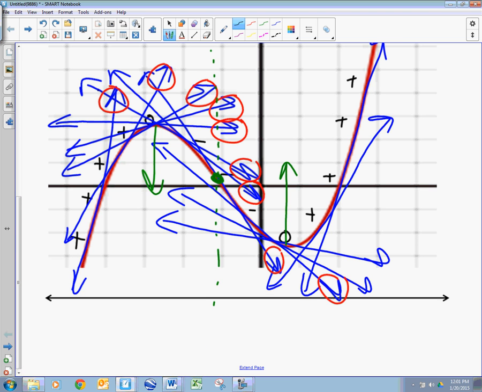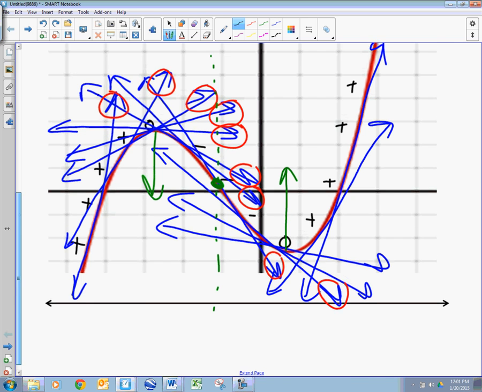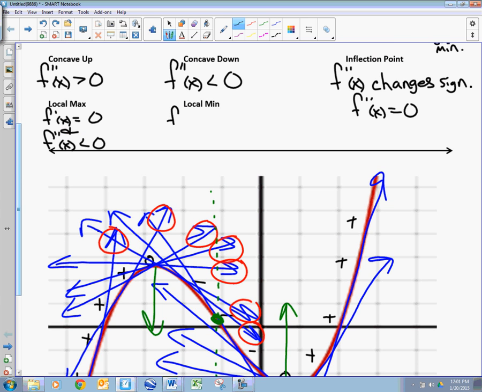Local max or min? Min, concave up or concave down? Concave up. So therefore, if f prime of x is equal to 0 and f double prime of x is greater than 0, then you know you have a local minimum.